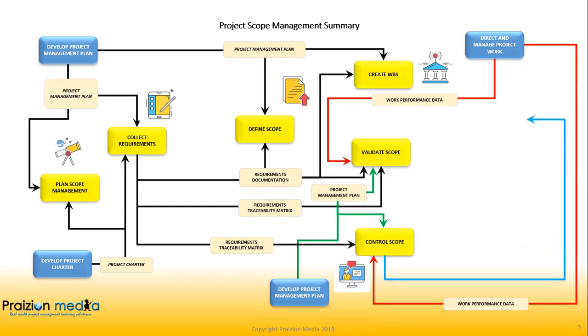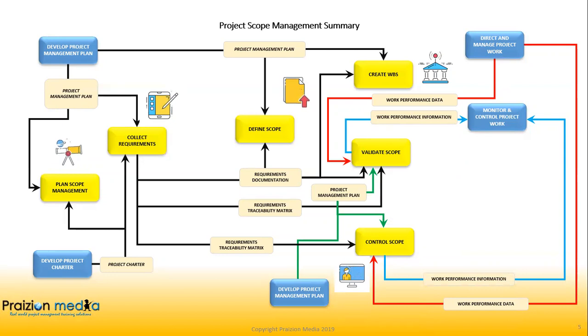Now, don't forget the other relationships between control scope and monitor and control project work, and validate scope and monitor and control project work. Remember, if WPD goes in, WPI must come out and go back into monitor and control project work. So we have two processes in monitoring and controlling in scope management that give you work performance information that goes back into monitor and control project work.